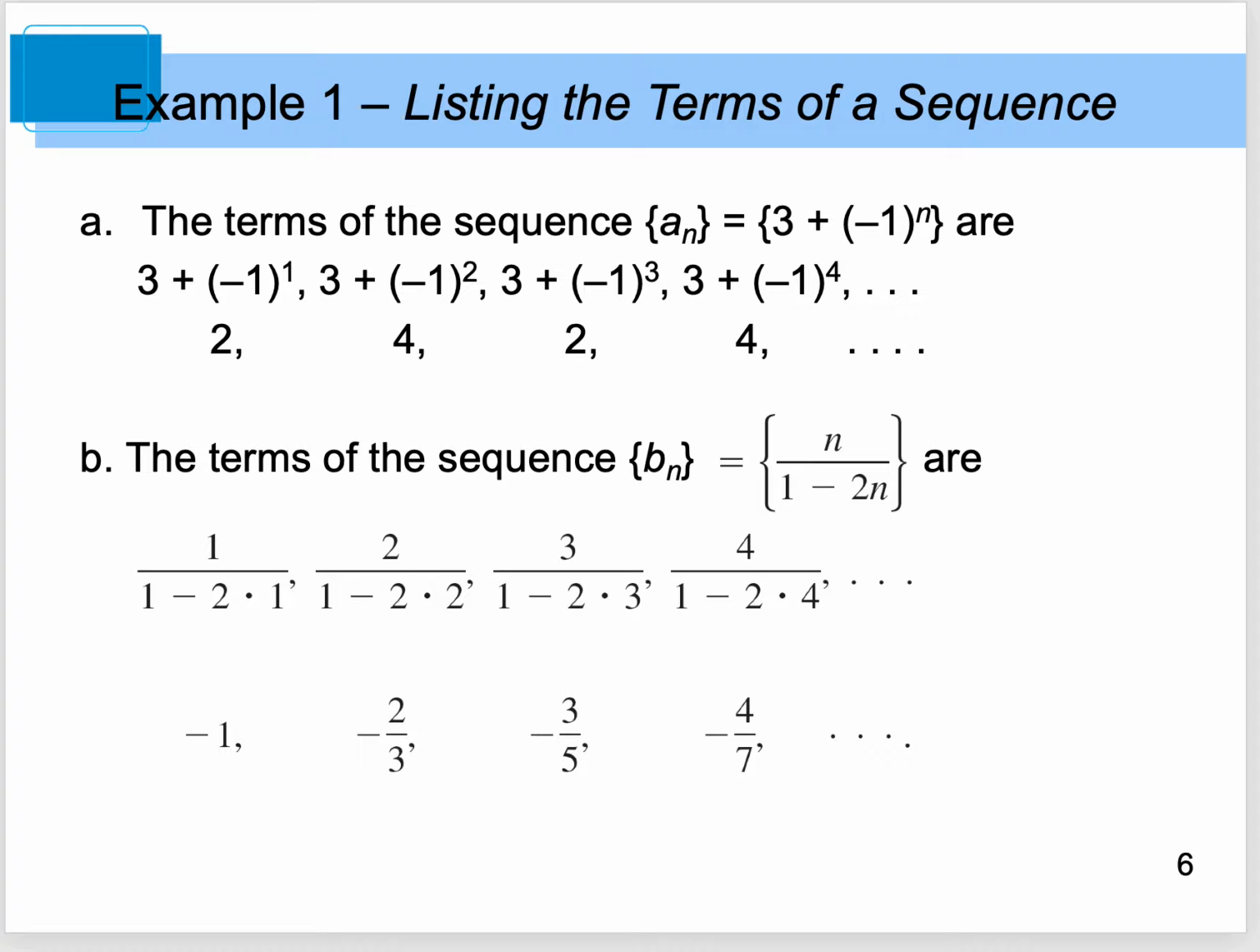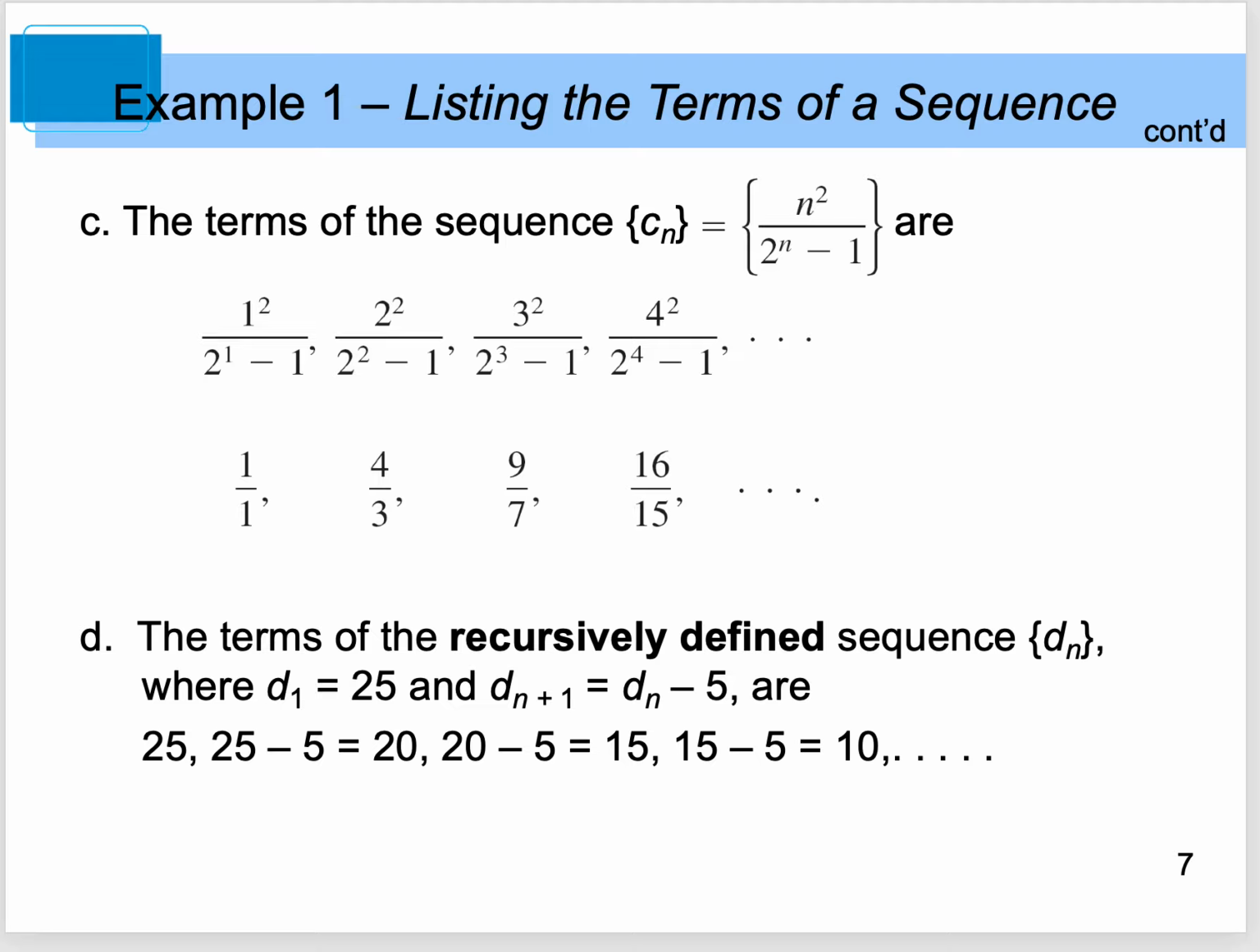So if I look at this sequence here, and I want to list the terms, I'm going to simplify each term separated by a comma, and that's going to generate the number sequence that appears to be alternating between the numbers 2 and 4. In part B, I'm going to do the same thing and simplify by plugging in 1 for the first term number, then 2 for the second term number, 3, and then simplifying them to -1, -2/3, -3/5.